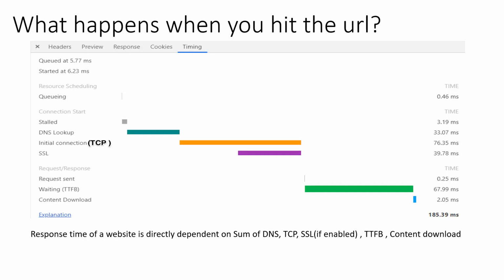Before discussing optimizing the content using CDN, I would like to discuss what happens when you hit the URL. If you know what happens when you hit the URL, then you can optimize your content. If you look at this waterfall graph, you can see what happens when you hit the URL and how much time it took to complete each step.